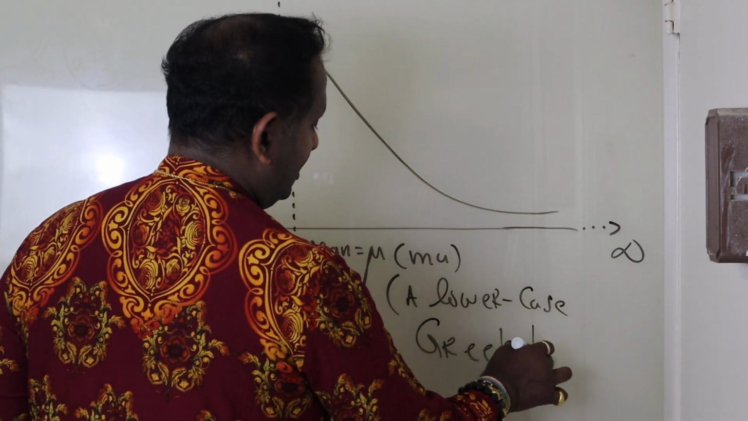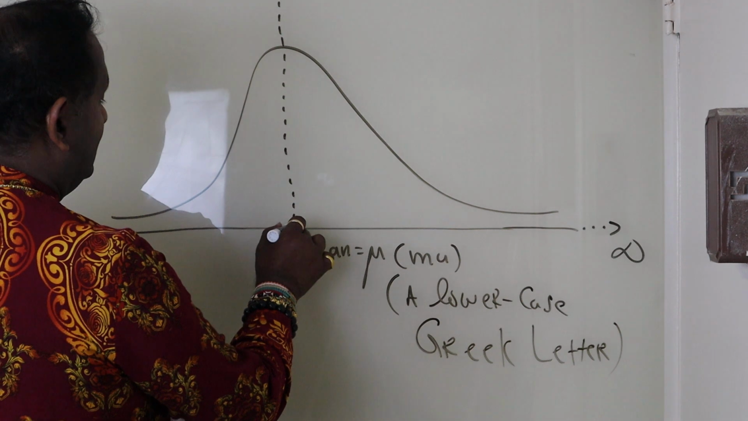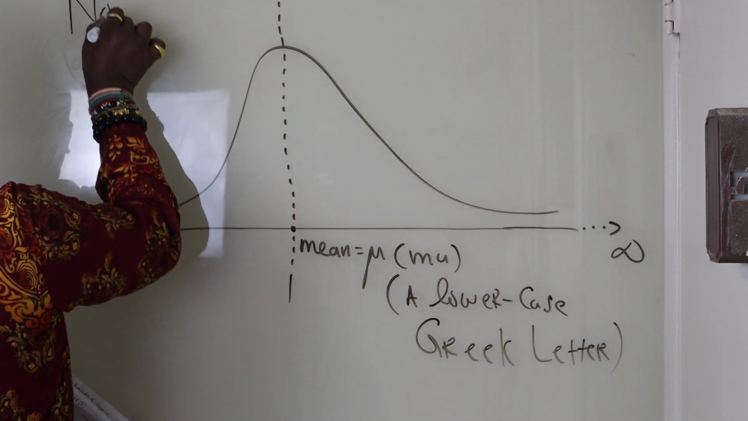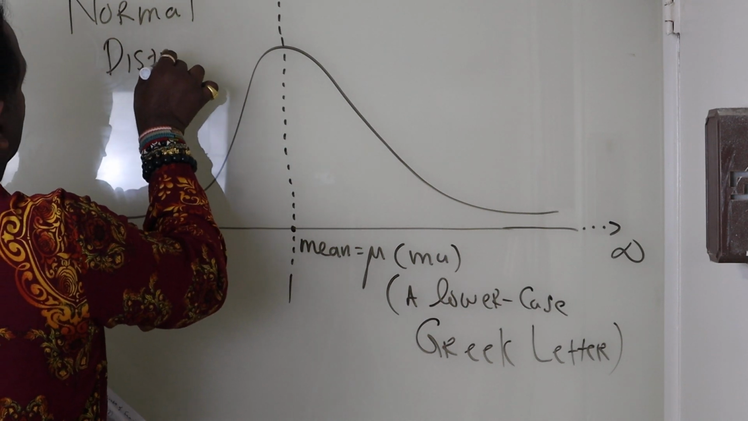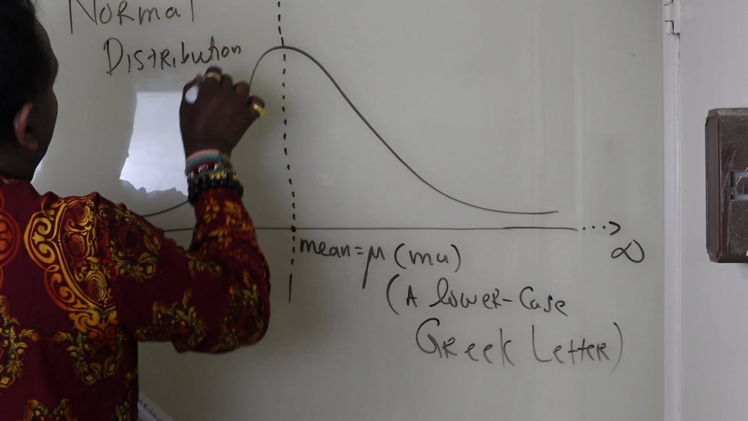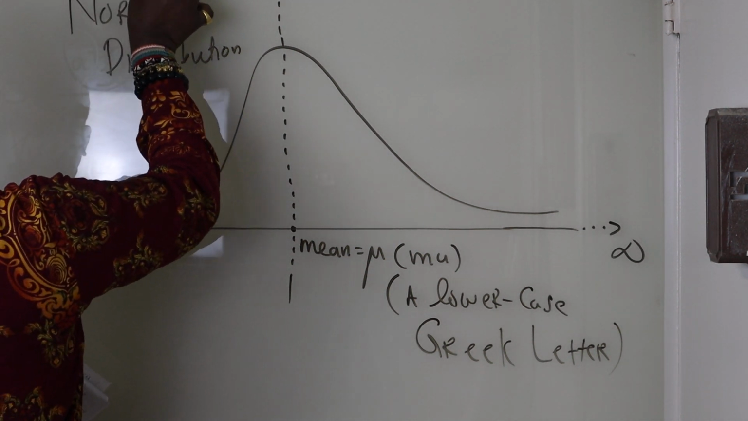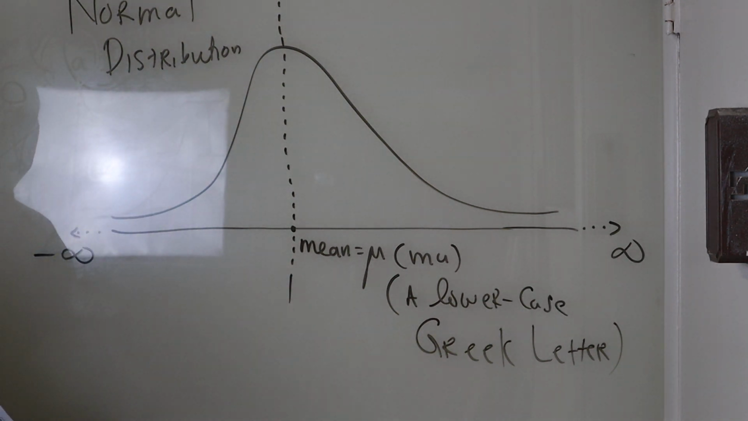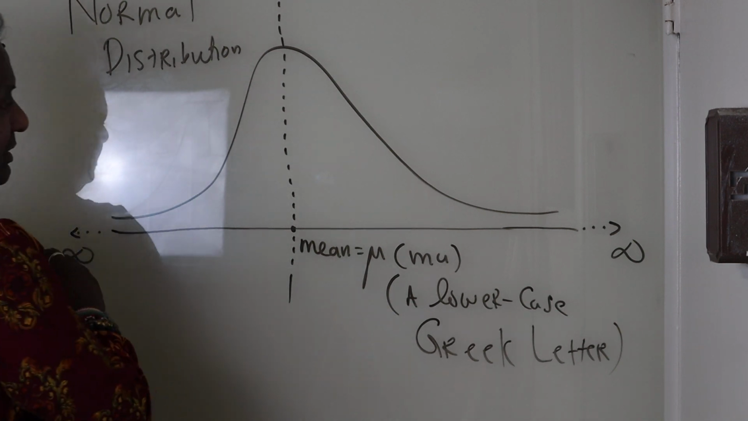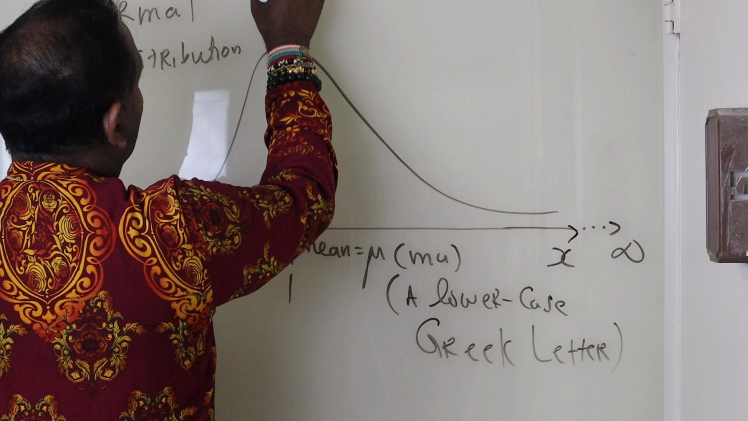It is the Greek letter that denotes the average of this distribution. This is called the normal distribution, or some people call it Gaussian. It has been named after the great mathematician Carl Gauss, who invented this particular distribution. On this axis we have x, and on this axis we have f of x.